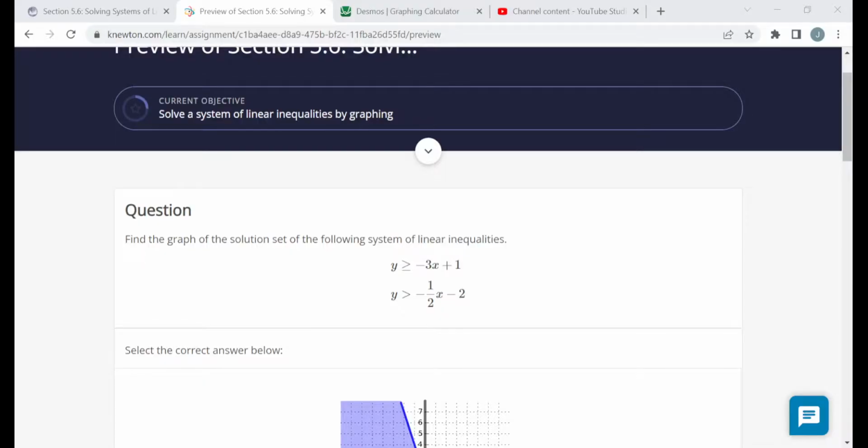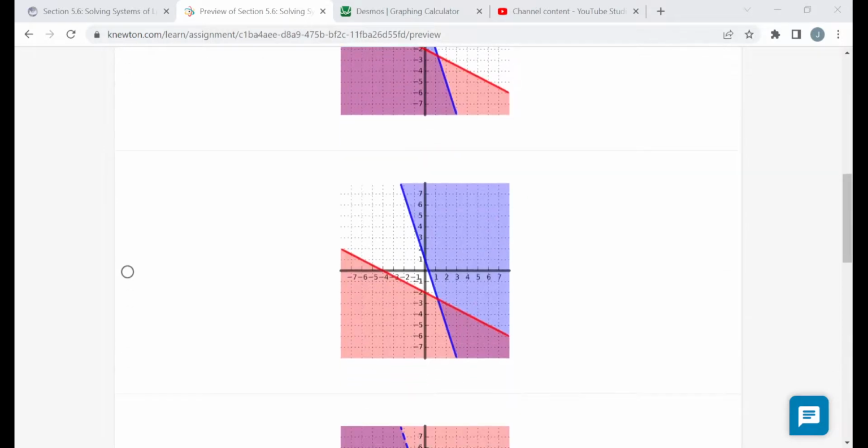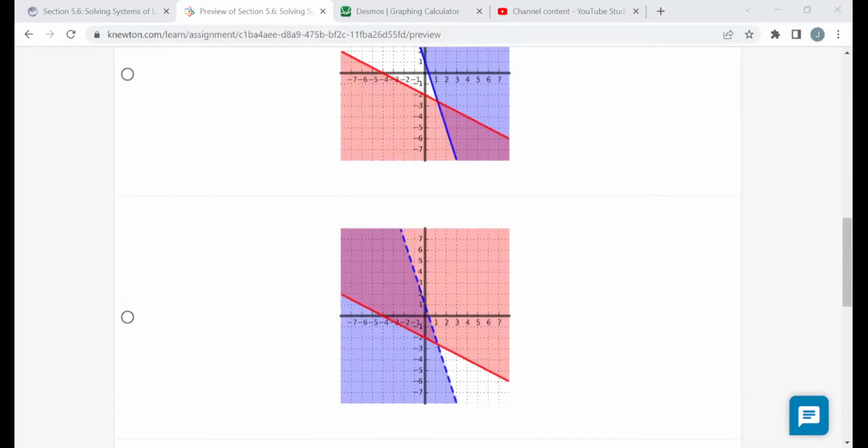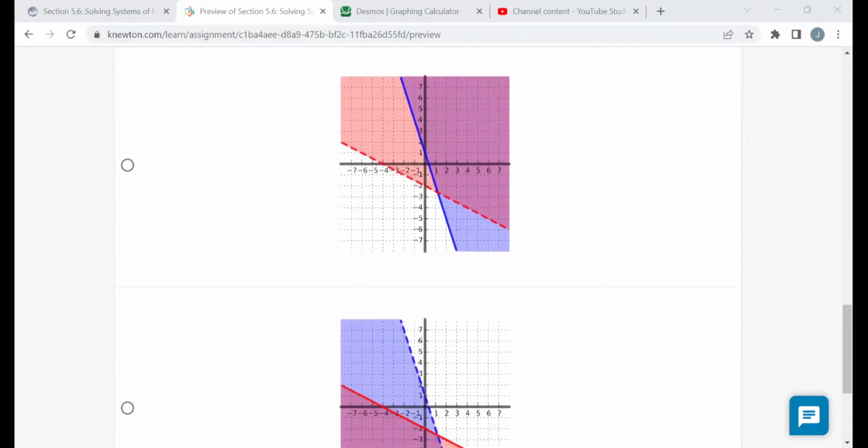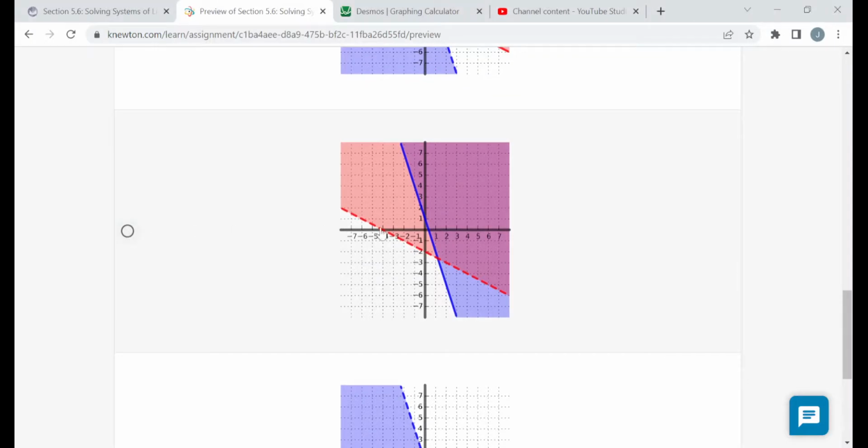Alright, so what graph looks like that? Nope. No, those are both solid boundaries. The wrong one is solid. Looks like this one here. This graph looks like the graph that I had.